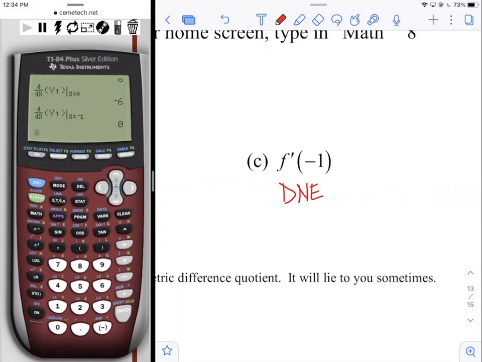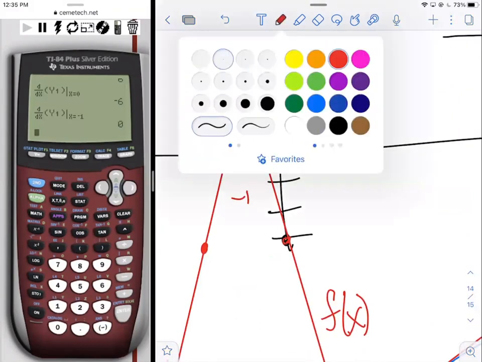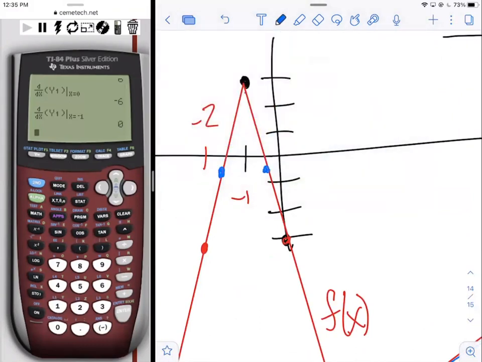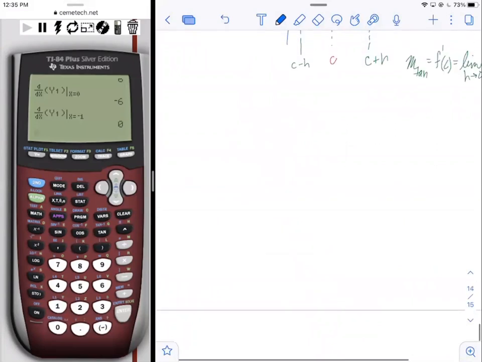Uh-oh. Let's all take our calculators back to the Walmart and tell them that they're not working and see if they can give us a refund. Why did the calculator tell you it's 0? It's obviously wrong. Because of the symmetric difference quotient. Watch. It's picking a value to the left and to the right. And if you do that all the way up until you get closer and closer, because of the symmetry, what's the slope of that line? It's a horizontal line the whole way. And so the calculator says, if it's 0, then it's got to be 0 at the vertex. And it's R-O-N-G wrong. You are the boss of your calculator, not the other way around.